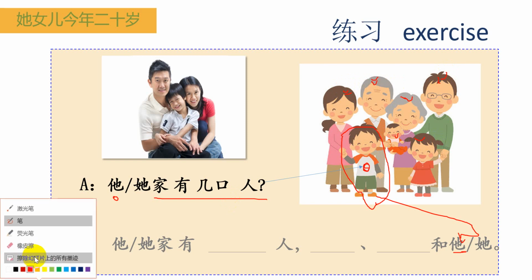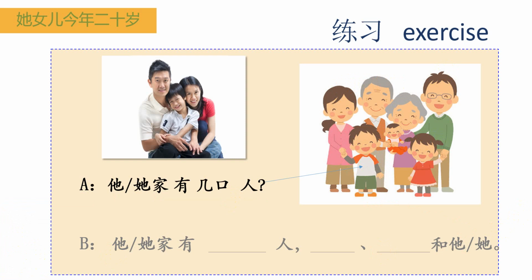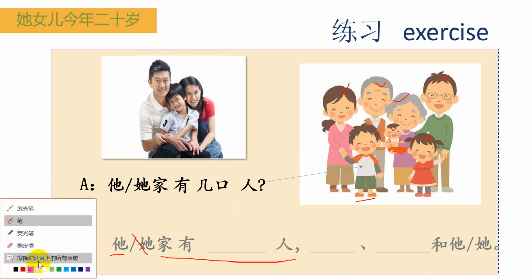那一起说, we can try to speak together. 那 the first, 他家有7口人。他家有7口人。Yes, 那爷爷、奶奶、爸爸、妈妈、妹妹、弟弟和他。爷爷、奶奶、爸爸妈妈、弟弟、妹妹和他。Yes, very good. Correct this time.